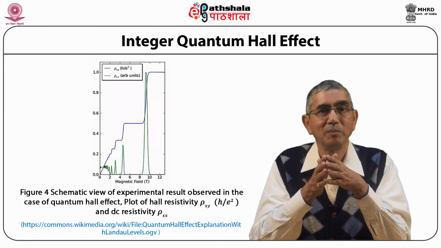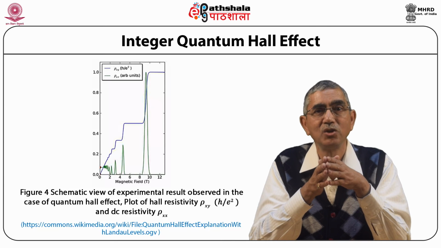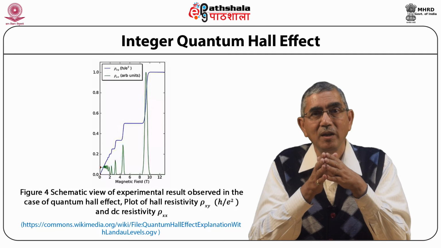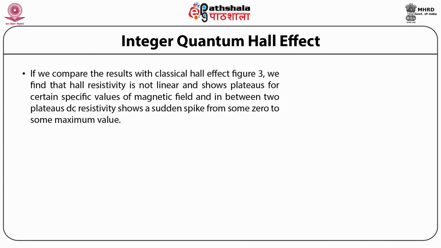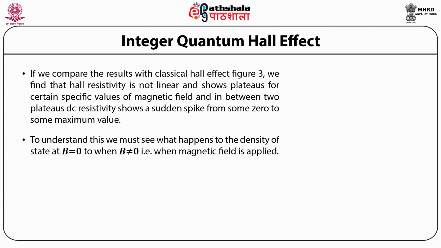The quantum Hall effect observed in this case is schematically shown in the adjoining figure, which is a plot of Hall resistivity and DC resistivity. If we compare the results with the classical Hall effect, figure 3, we find that Hall resistivity is not linear and shows plateaus for certain specific values of magnetic field, and in between two plateaus, DC resistivity shows a sudden spike from zero to some maximum value. To understand this, we must see what happens to the density of states at B equal to zero and when B is not equal to zero, that is, when a magnetic field is applied.